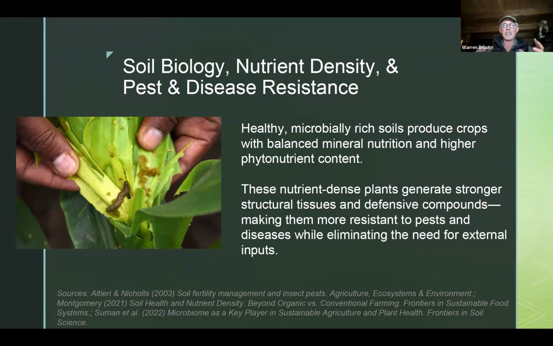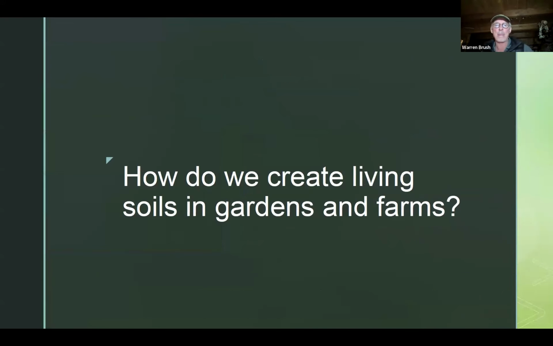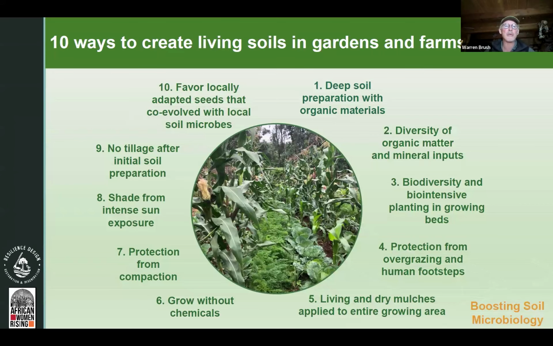And so when we start to really look at this, how then do we design so that the soil biology is present, is healthy, and can help us with pest and disease resistance? How do we create living soils in gardens and farms? I'm going to walk you through 10 different key areas that are important to develop a healthy soil biome.